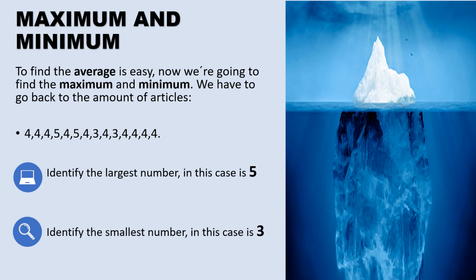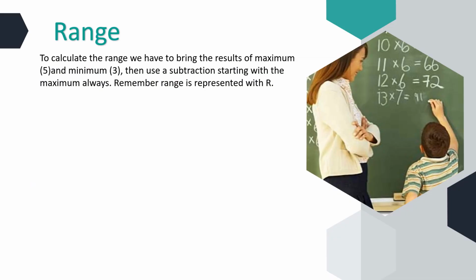Okay, and now another kind of average is going to be the range. But before finding the range, we need to find the maximum and minimum, which are two really simple concepts. The maximum is the highest number that you can find, which in this case is 5, and the minimum is the lowest, which is 3. And those two numbers, 5 and 3, maximum and minimum, are going to help us in order to find the range. What is the range?